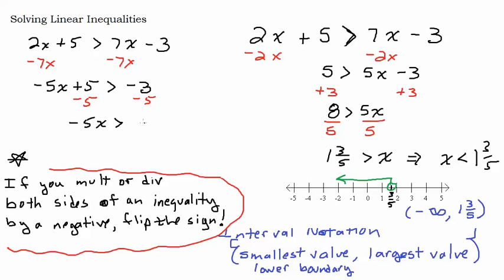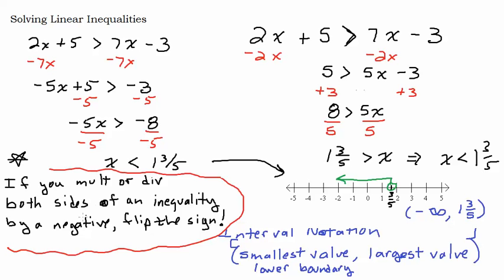Still legal. So we get negative 5x. I subtracted, so I don't have to flip the sign. I only have to flip the sign if I multiply or divide by a negative. Here we go. I'm dividing by negative 5. So since I divided by a negative, I have to flip the sign. So instead of greater than, I'm going to flip it to less than. Negative divided by a negative is a positive, so I end up with x is less than positive 1 3/5, which is exactly the same thing we got over here. Okay, so you can still get the right answer no matter which way you do it.